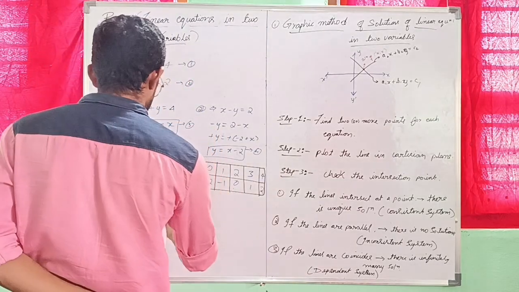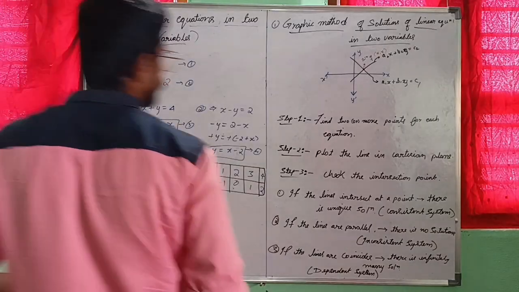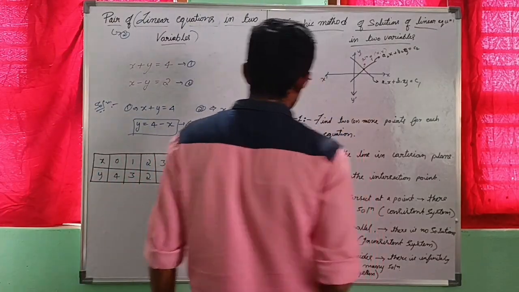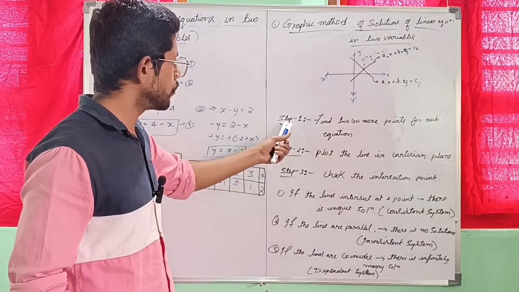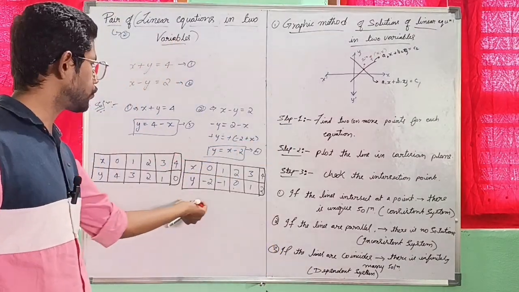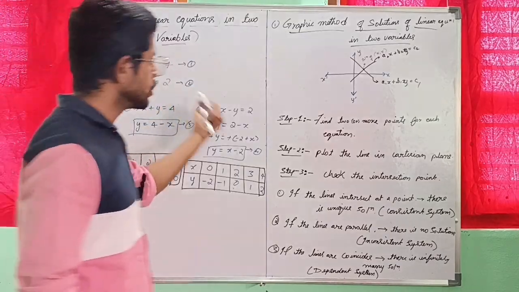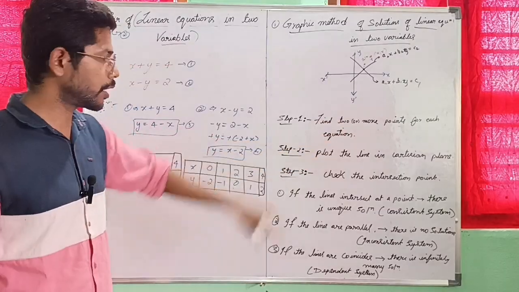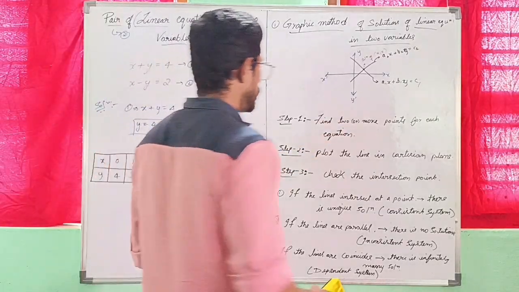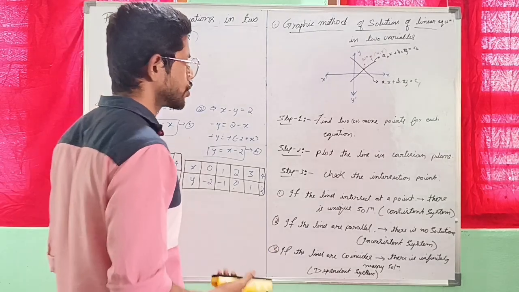I will draw that side. So by step 1, we already found the points of each equation, equation 1 and equation 2, and now we have to plot the graph. Plot the lines, and later we will check the intersection point.